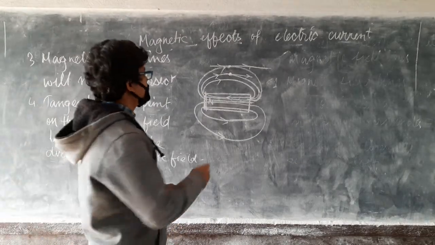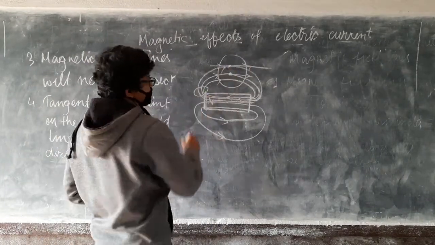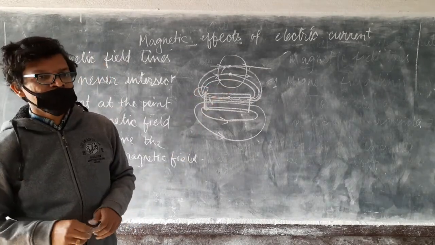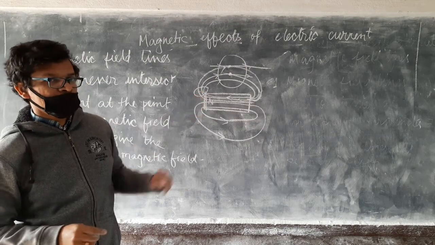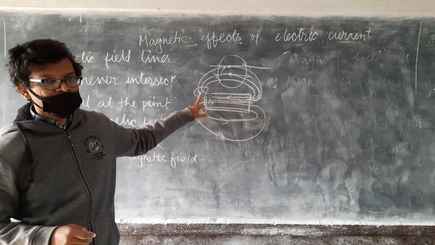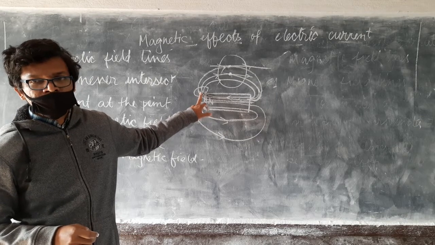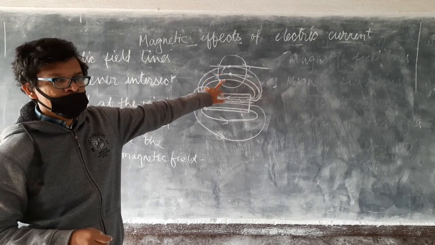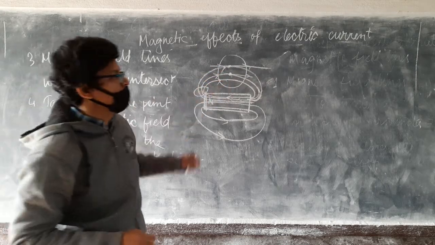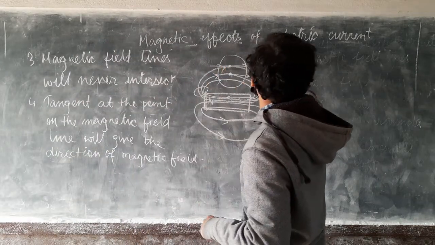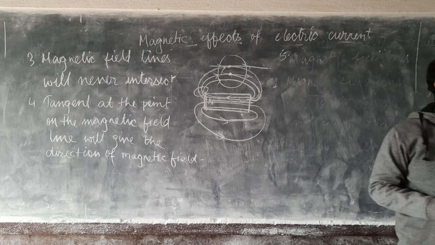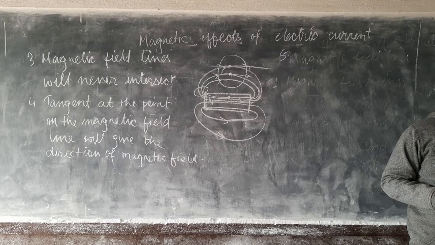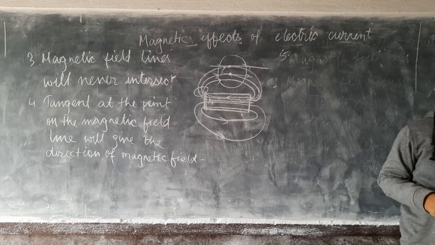Now, if you want to find out of these two regions, which region has more magnetic field, then you will simply count the density of the magnetic field lines. If it is more dense, that means their magnetic field is more. If it is less dense, that means at this point magnetic field is less. So strength of magnetic field will tell the density of magnetic field lines or the number of magnetic field lines passing through that point.